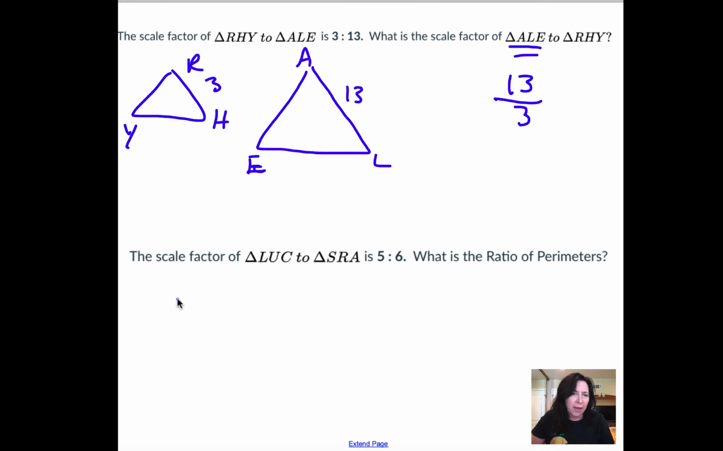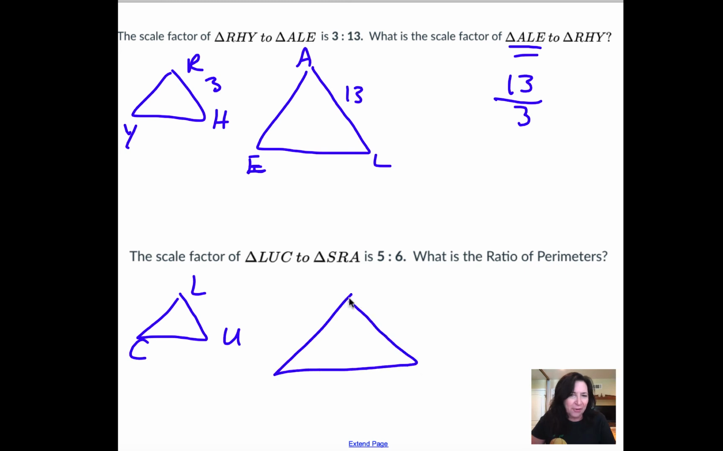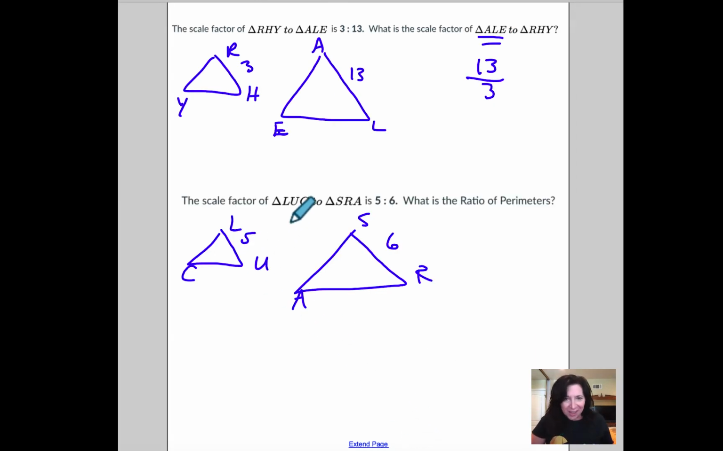For this one, we have triangle LUC. Again, LUC, and tribute to Luke and Sarah, SRA, is 5 to 6. So what's the ratio of the perimeters? Now, this is interesting because we know that we're only given one side, right? So we have this side and we have this side. We definitely don't have another side to compare to as far as to make a proportion.